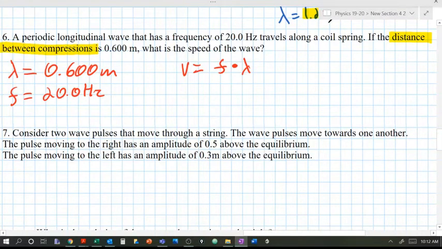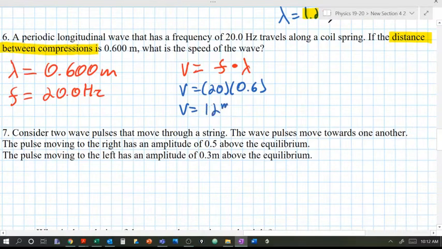Okay, so that distance between compressions is the definition of wavelength. And I expect you to know the definitions of things. Know the vocab, know the definitions, and know how to interpret them from a word problem. So velocity will be 20 times 0.6. I do believe that is 12 meters per second. So that particular wave is traveling 12 meters per second through that spring, which serves as the medium.